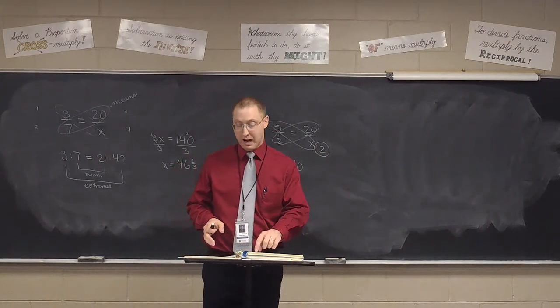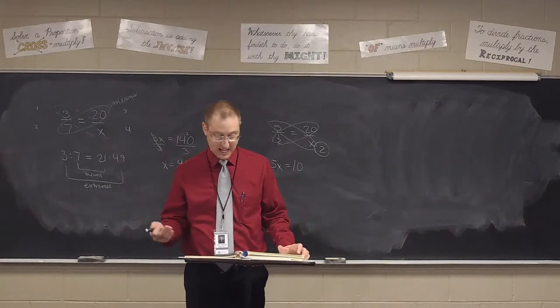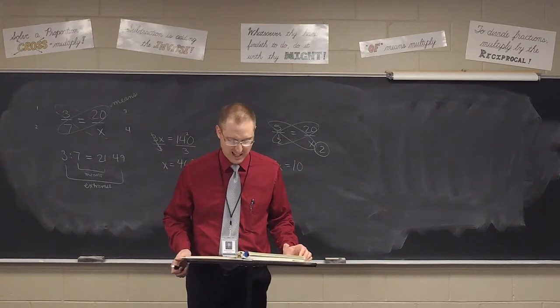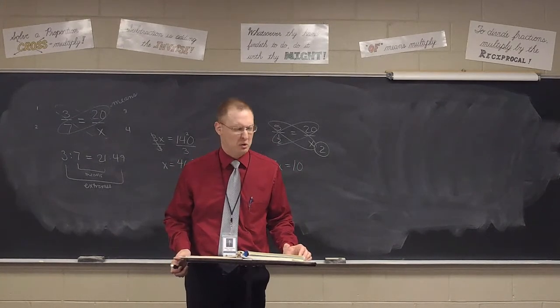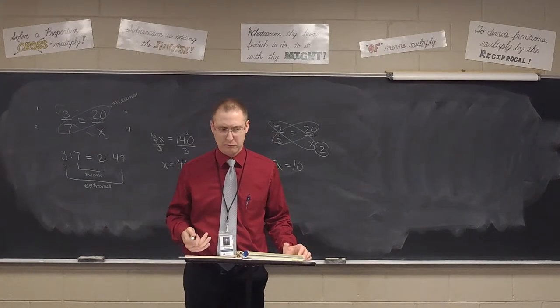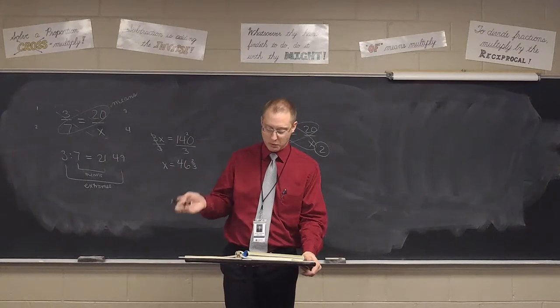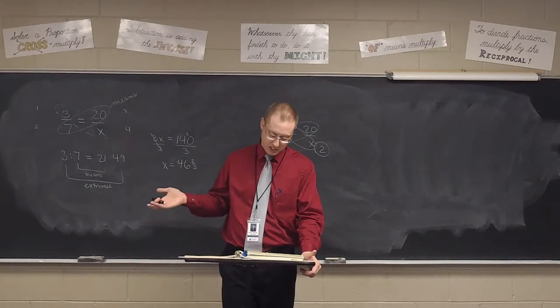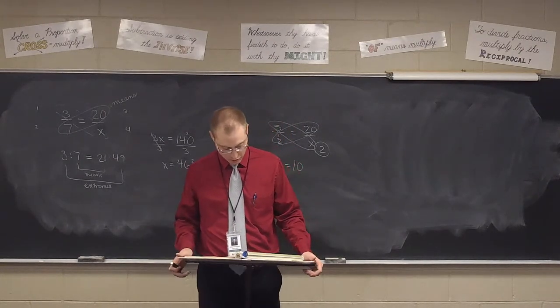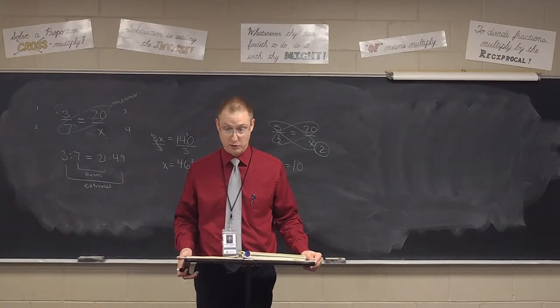You look at the blue box problem just above it. 5 is to x as 9 is to 3. What do you multiply 5 by to get 9? Nothing. Or rather, what do you divide 9 by to get 5? Oh, I don't know. Well, cross multiply. 9x equals 15. Divide, 15 ninths, which reduces to 5 thirds, or 1 and 2 thirds. I don't mind improper fractions, by the way.